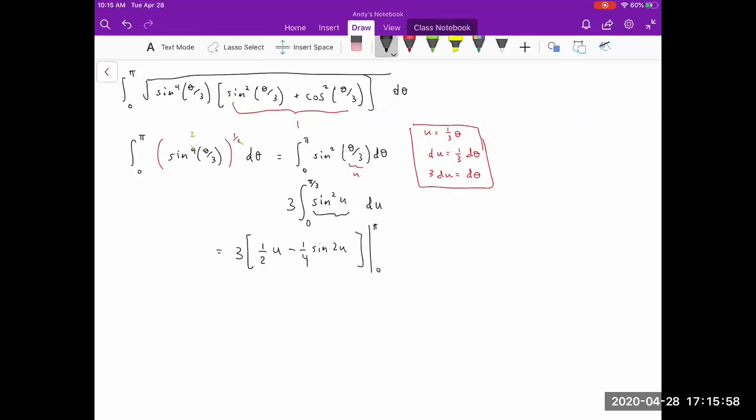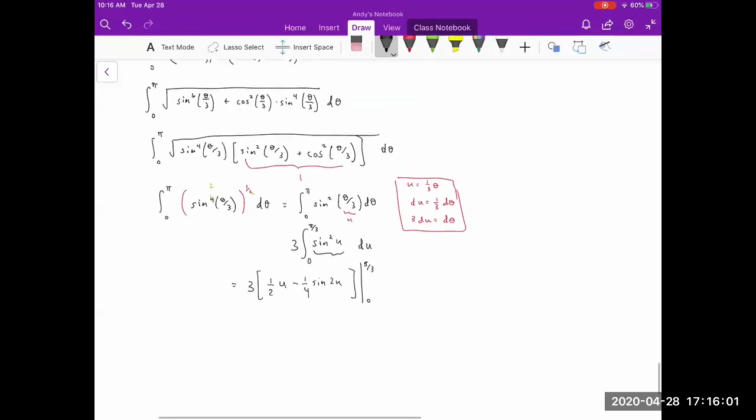And then between our limits are 0 and pi/3. So let's see, plugging in the top, we just get this, minus 1/4 sine of 2 pi/3. That's going to be the first evaluation. Minus, plugging in 0, that's going to be 0 minus sine of 0 is also 0. So 0 doesn't really do us any good. We get 0 for both terms when we plug in 0.